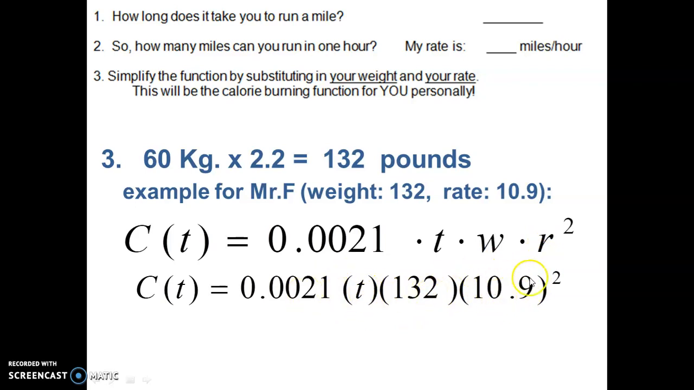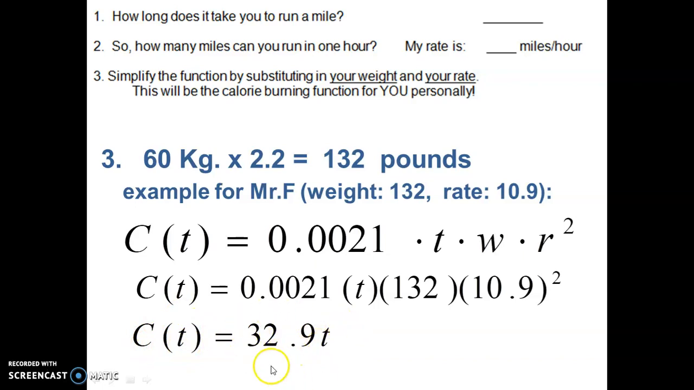And now if you do 10.9 squared times 132 times this decimal here, it changes my function to this. Again, everybody will have a unique function based on their weight and their rate. So everybody should have a unique function. Mine is this function. So now I have a function for calculating calories burned based on time running.